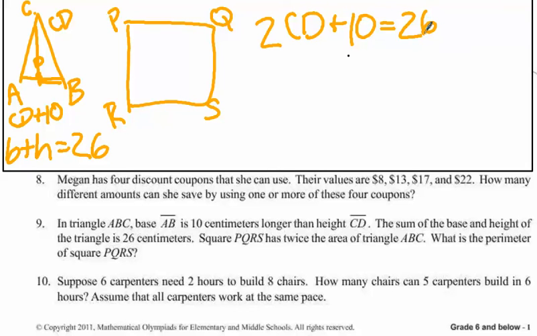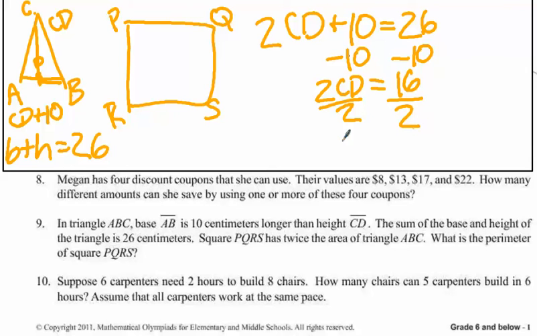And then we solve. So minus 10 on this side. And then you get 2CD equals 16, divided by 2, divided by 2. CD equals 8. So now we know that the height of the triangle is 8. And then the base is going to be 8 plus 10. So the base equals 18. Okay, so now we know the height and the base of the triangle.